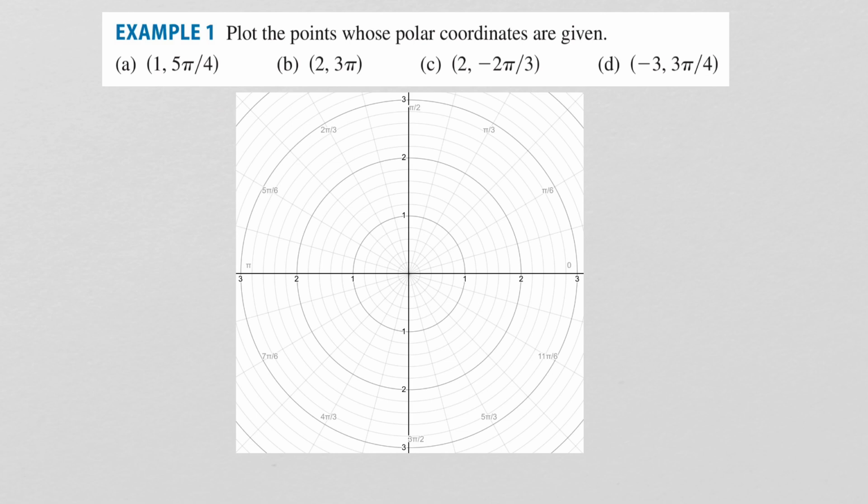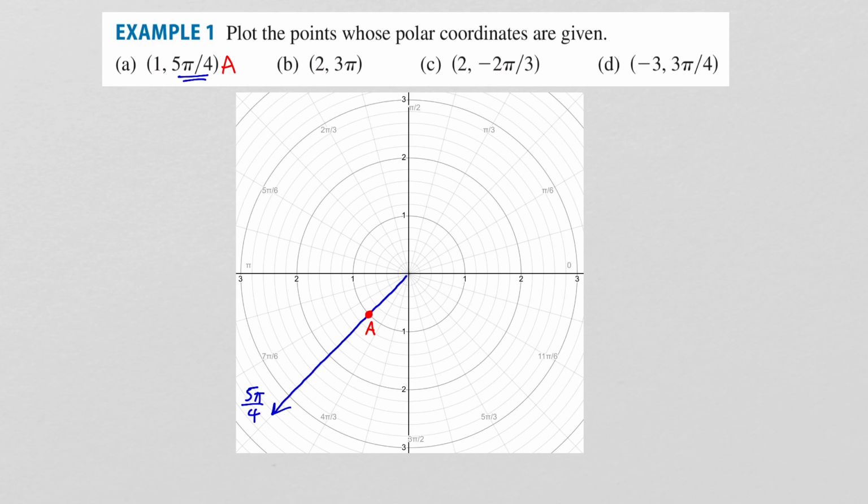Now the way to graph these is you first want to go to the angle. So 5 pi over 4 is this angle down here. And now along that line, we are going to travel a distance of 1 unit from the origin. By the way, the origin here is called the pole in the polar coordinate system. So if we travel 1 unit, you can see that that 1 unit will be right here. And so this is the point A. So we'll call this point A.